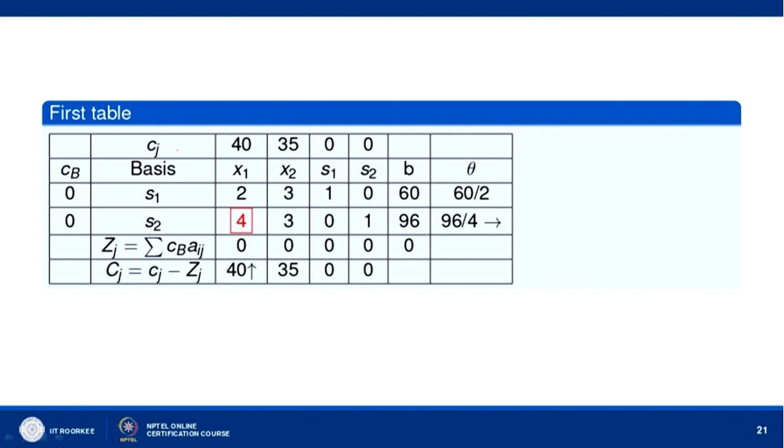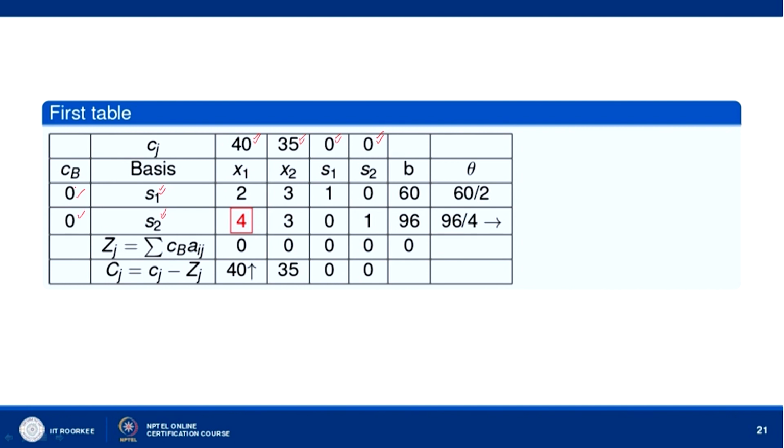The Cj row contains the coefficients of the variables x1, x2, S1, S2 in the objective function. So, the coefficient of x1 in the objective function is 40, of x2 is 35, of S1 is 0, and of S2 is 0. x1 and x2 are the non-basic variables, S1 and S2 are basic variables. So, we write S1 and S2 under the column Basis. The coefficients of S1 and S2 in the objective function are zeros, so we write them in the Cb column.